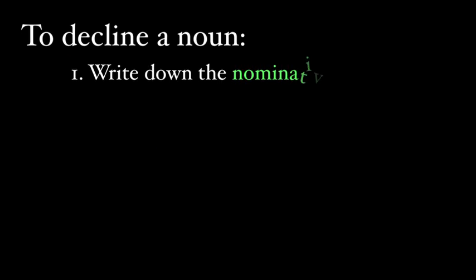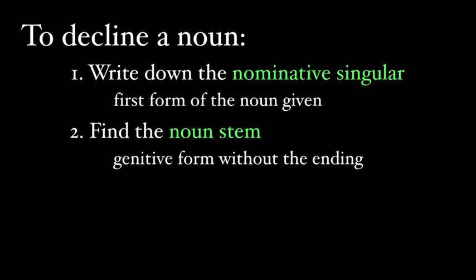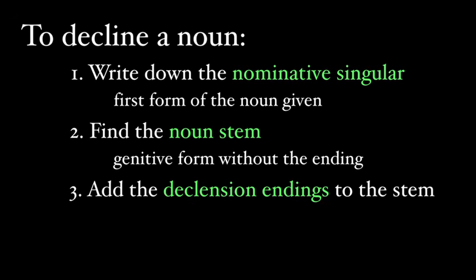When we decline a noun, we always write down the nominative singular form for the word given to us. Then we take the genitive form and remove the ending. This gives us our noun stem. And to this stem, we add the endings for the declension. This process works with almost any word, and we should get used to doing this, even from the beginning. So declining a first declension noun is actually quite easy.